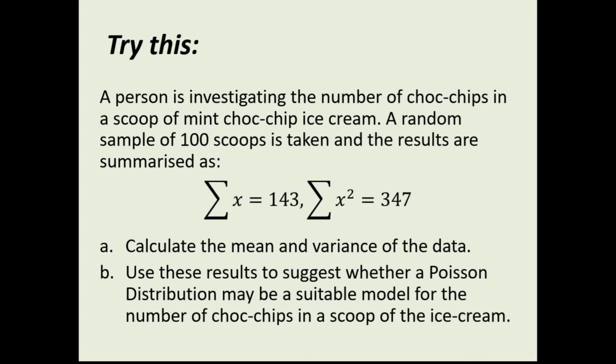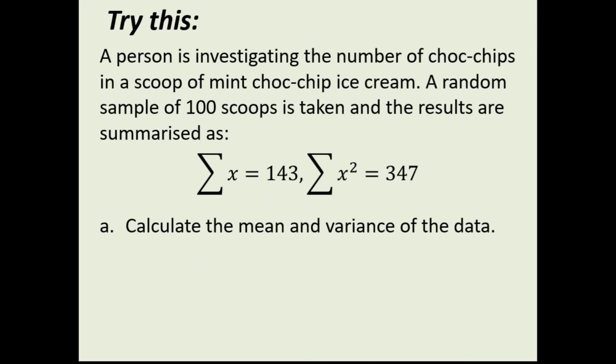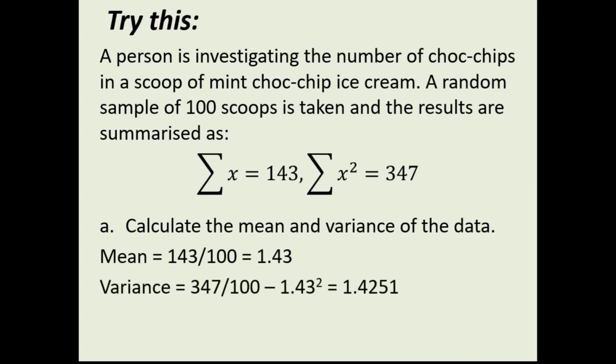Okay, so you were asked to calculate the mean and the variance with the given statistics, and then we can use these results to suggest whether a Poisson distribution may be a suitable model. So hopefully you remember back to your A1 maths, and if we want to calculate the mean, then we can just take the sum of x and divide it by n, in this case 100, so that'd be 1.43, and to find the variance, it's the sum of x squared minus the mean squared. So if we do 347 over 100 and subtract the 1.43 squared, we get 1.4251.